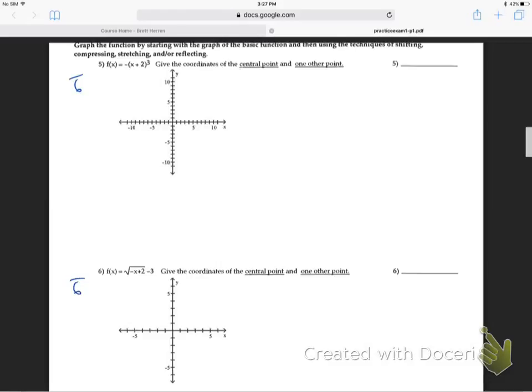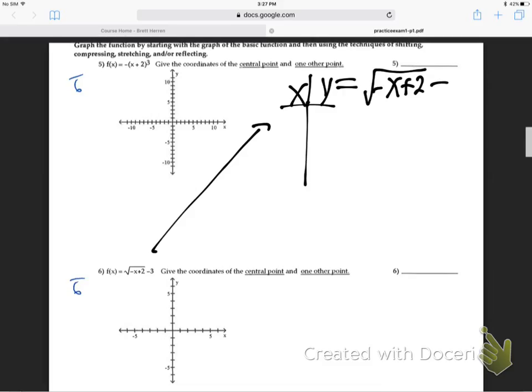Okay, so number 6. Let's try that. Let me give you a second. Try that same process. XY table. Y equals square root of minus x plus 2, with a minus 3 on the outside. We're good there. So first thing is you've got to choose an x value. You want to find the central point. You want to choose an x value that'll make that little world 0.